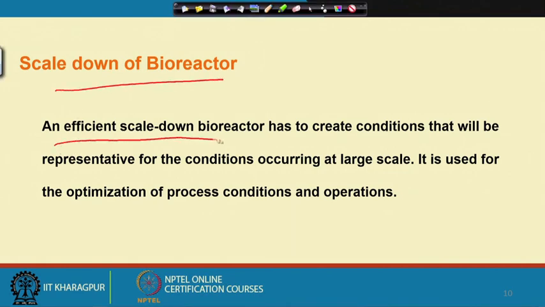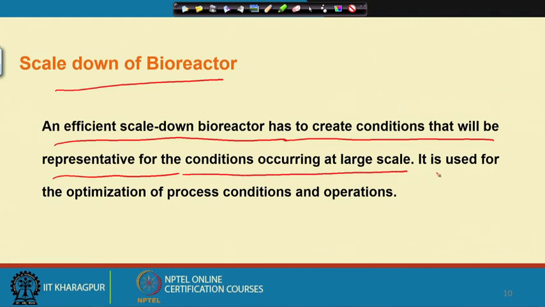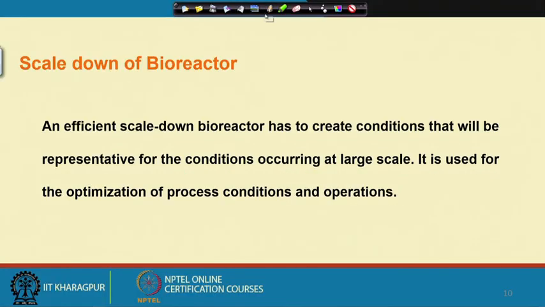An efficient scale down bioreactor has to create the conditions that will be representative of the conditions occurring in the large scale, and it is used for the optimization of the process conditions and the operation. This is the main purpose of scale down: we want to find out the optimum conditions for this particular process, which we cannot do in the big scale. We shall always have to do it in the small scale, and that we always consider as a scale down.